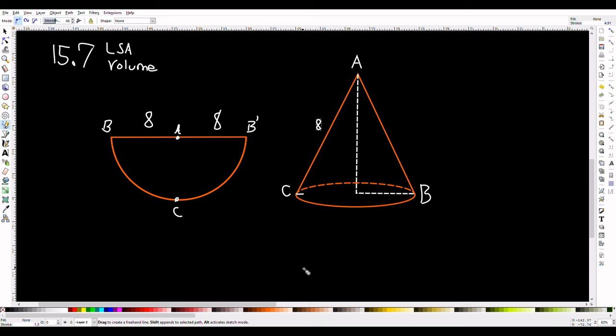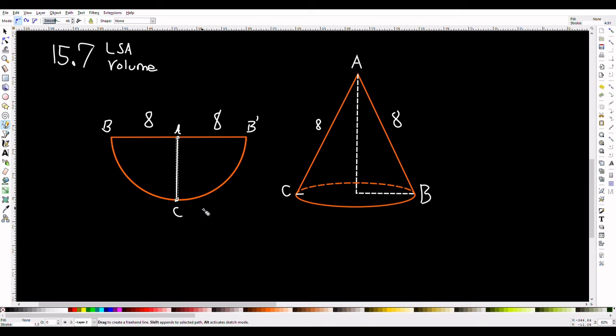What's the other element we need to find the volume of a cone? We need the radius. So if we know that this is 8, and this is 8, do we know what CB is? Here's a clue. Let's look back at our first figure here.